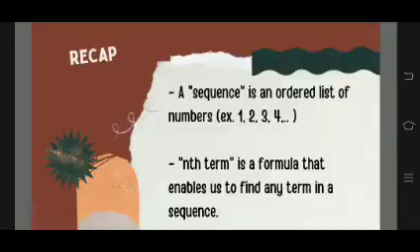Let's have a recap. We already know from our previous topics that a sequence is an ordered list of numbers. Example: 1, 2, 3, 4, and so forth. Another one that we already know is the nth term. The nth term is a formula that enables us to find any term in a sequence. We use the nth term as a formula to get the term we want to know. A sequence can either be arithmetic or geometric, and today we're going to tackle the geometric sequence.